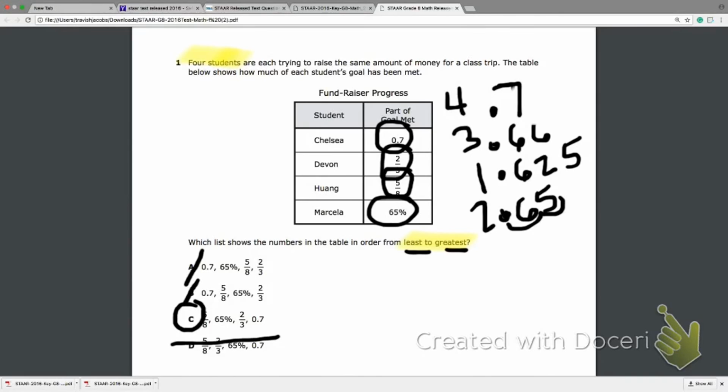And that's the way you look at these problems: you just make sure you read the whole problem. You're going to see a lot of these problems, and we'll go over some more. But it's very simple, and it's least to greatest.